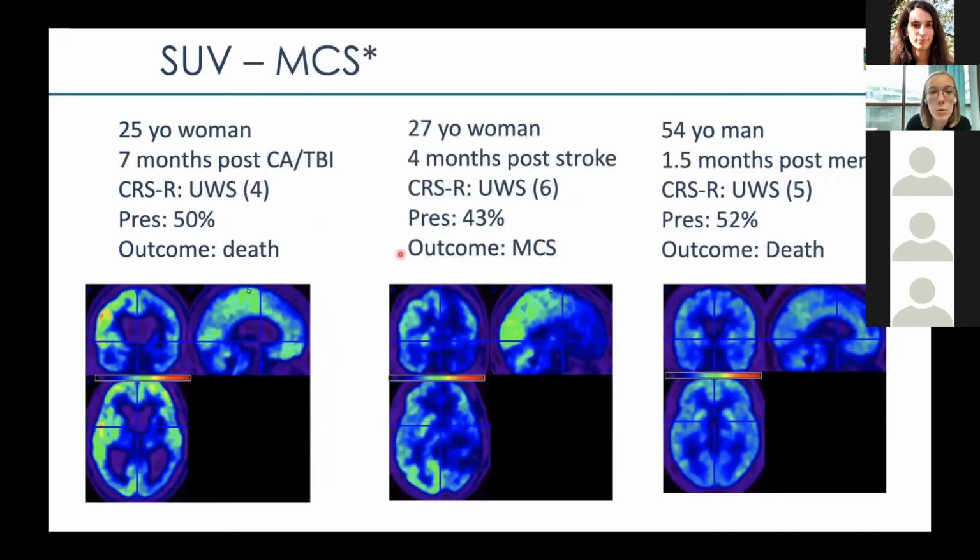And then we can have a look at 3 MCS star patients. None of these patients, who were all assessed with the CRS-R, showed any sign of behavior. So only reflexes were observed. But then if we look at the preserved glucose uptake, as measured with the SUV, we see that for these 3 patients it is above the threshold of 42%.